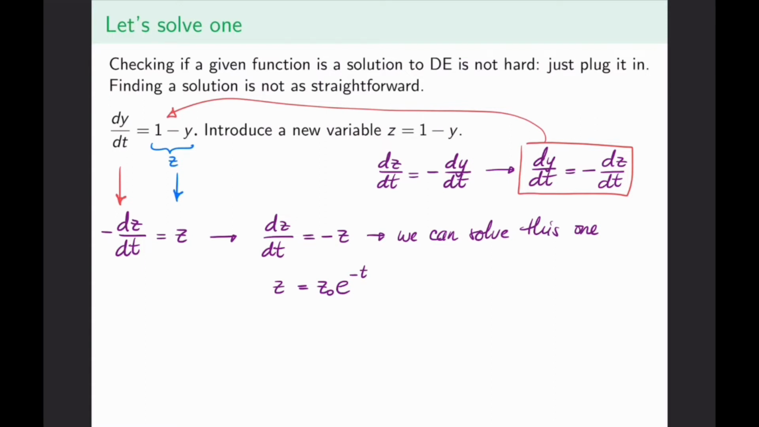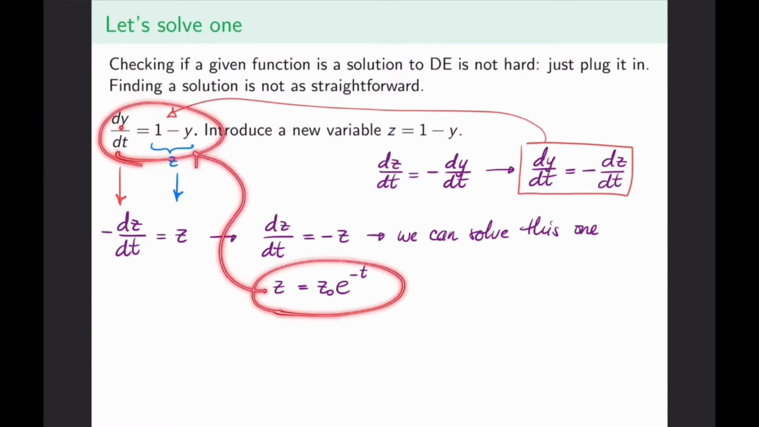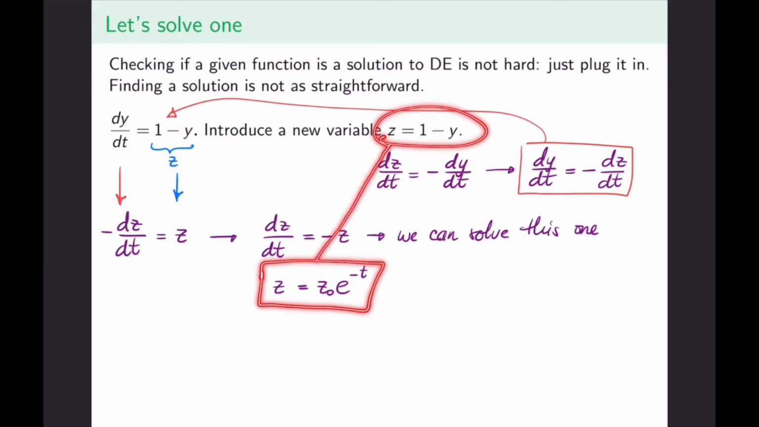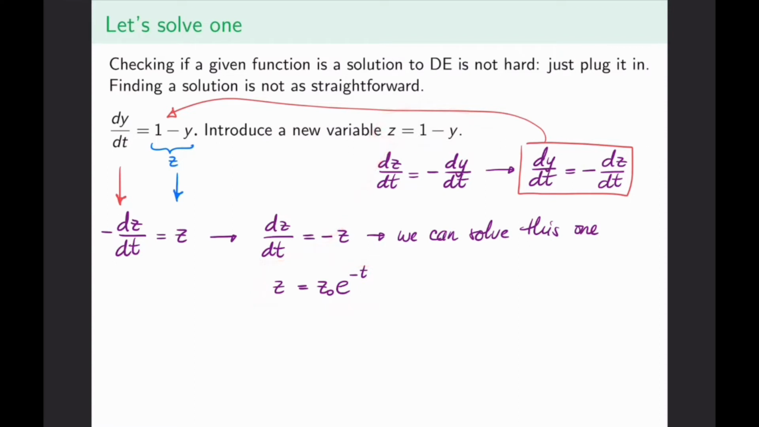Now, we started with the equation for y, so we would like to have a solution in terms of the original variable, which was y. So now that I have a solution in terms of z, I simply have to rework it back in terms of y. So I'm going to be replacing my z's with 1 minus y's everywhere I see them. So what am I going to have? On the left-hand side, I'm going to have 1 minus y is equal to z naught, which is going to be 1 minus y naught, e to the power -t.